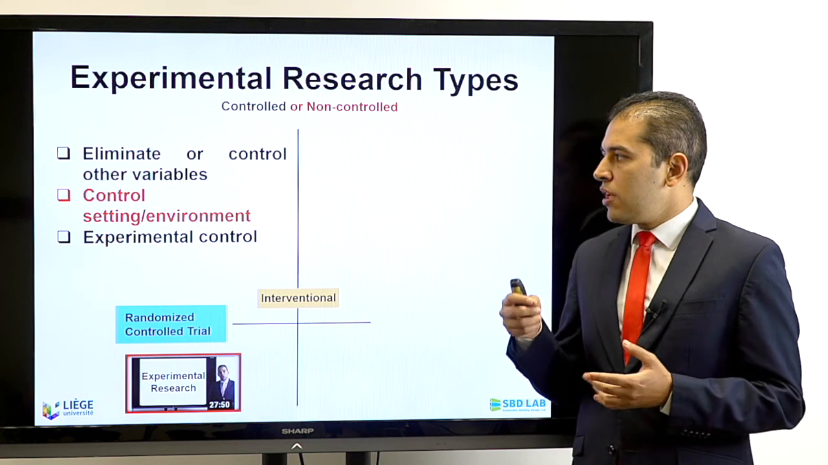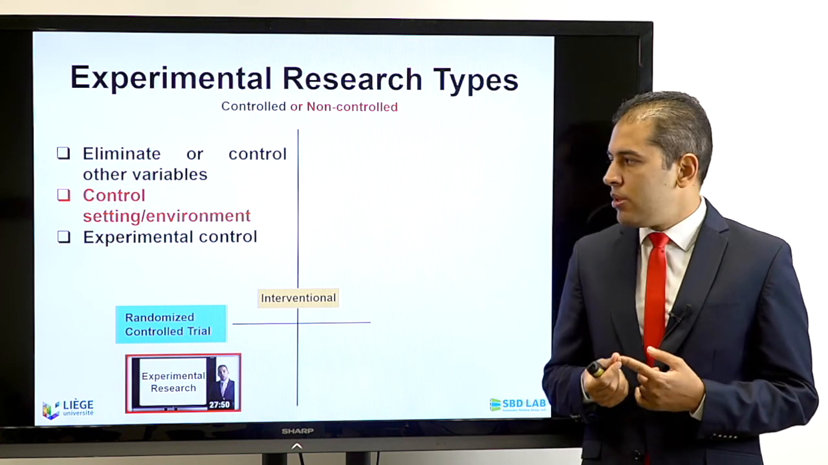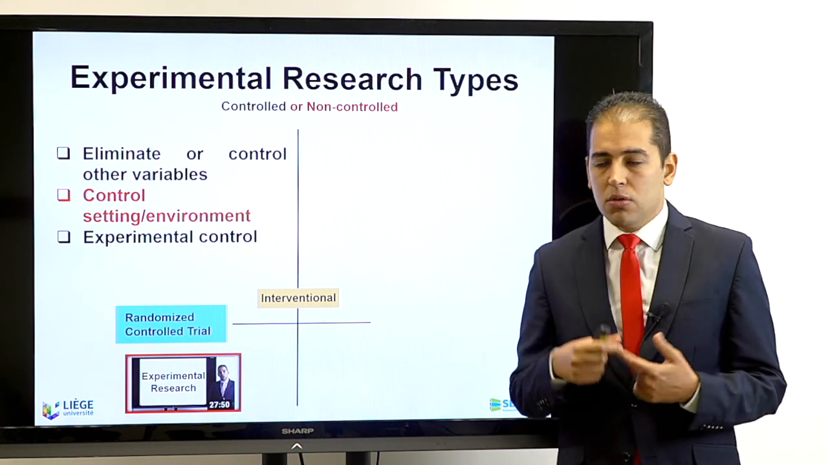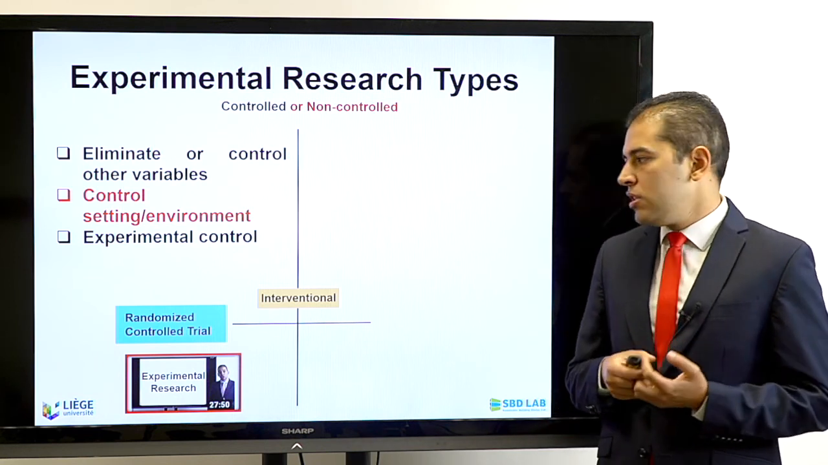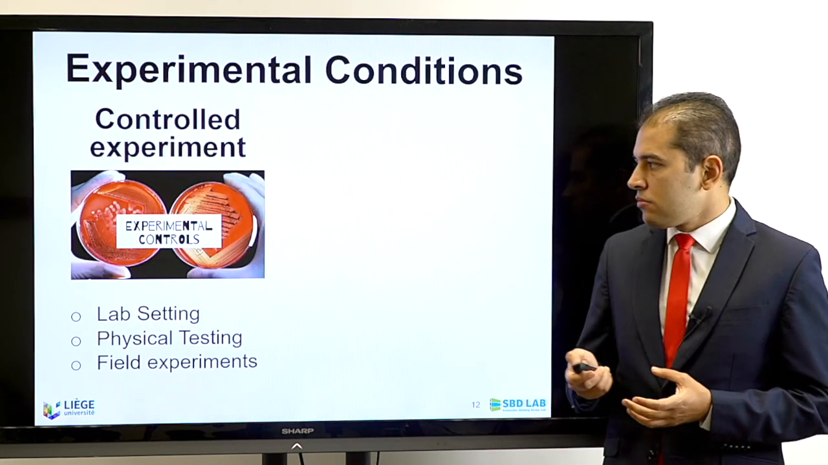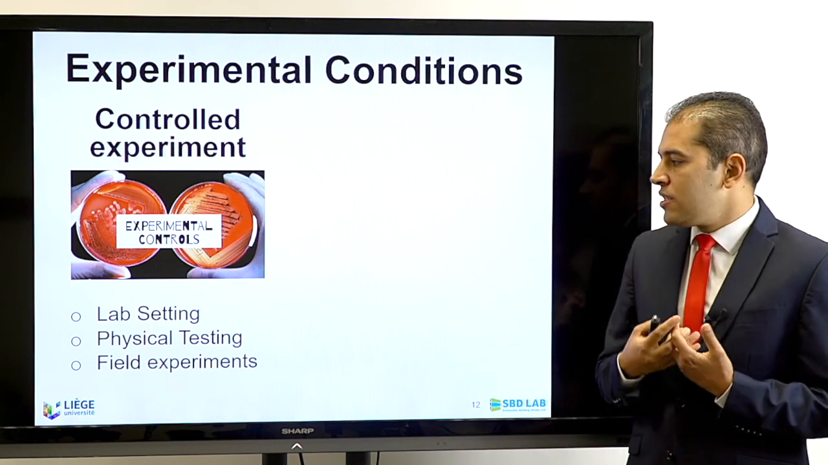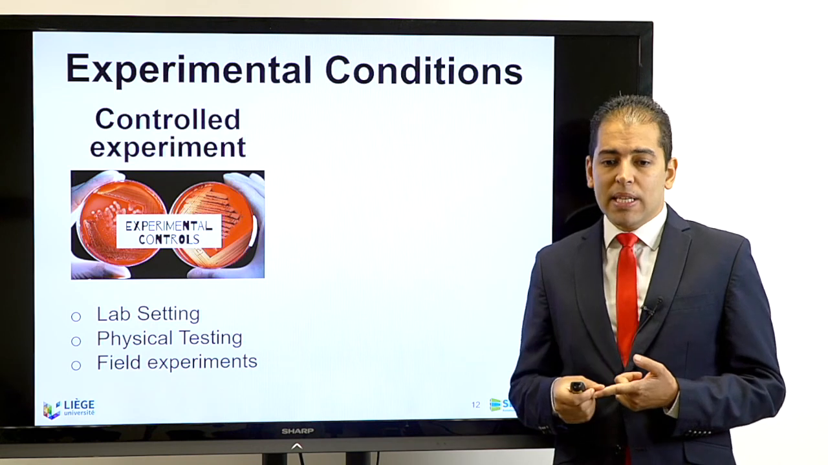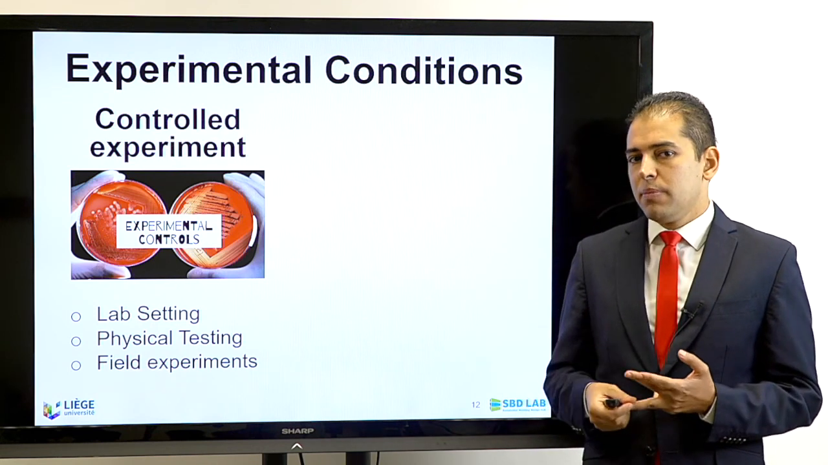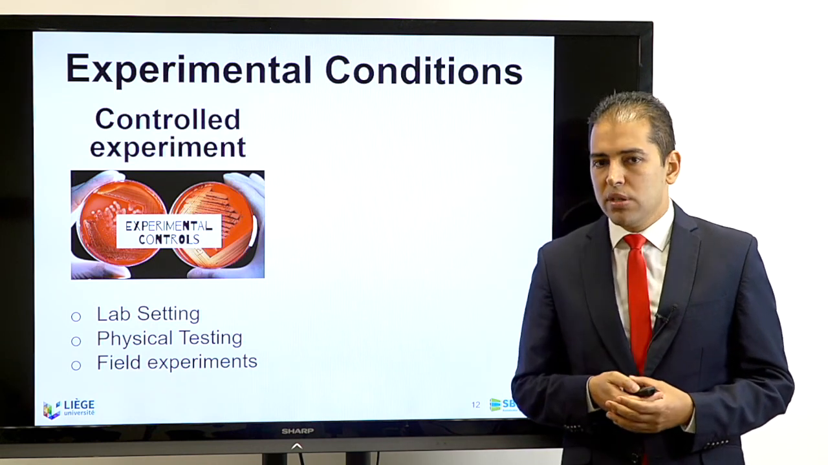When I talk about experimental research, I'm mainly focused on controlled experiments. So I'm talking about the elimination or control of variables, and about having a controlled setting or environment, which is why we call it experimental control. When we talk about controlled experiments, we are talking about lab settings, physical testing, and field experiments. That is what I mean by controlled experiments.